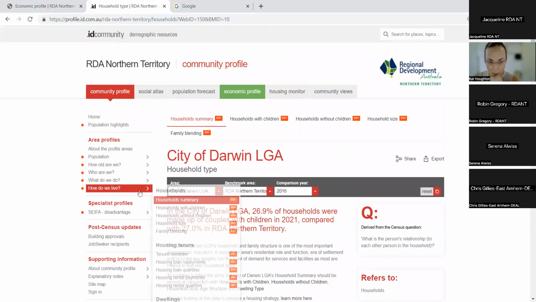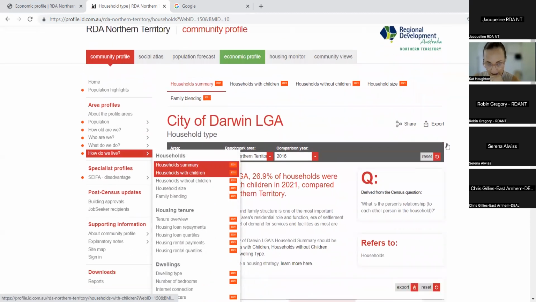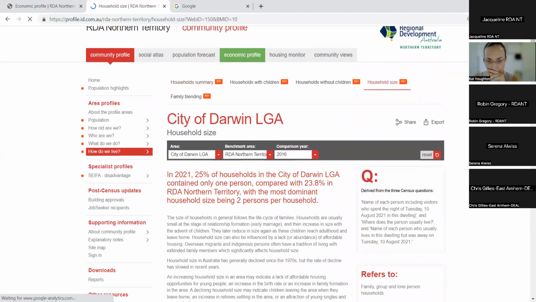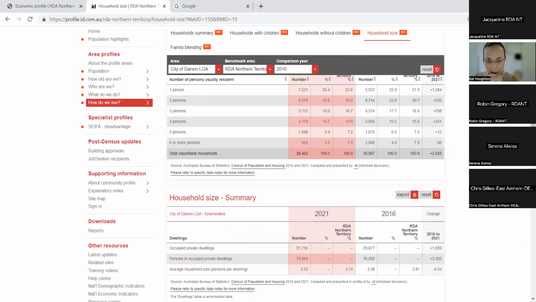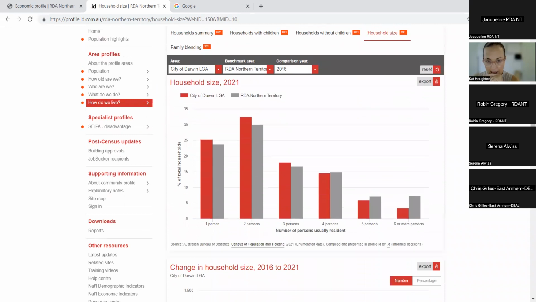Now, another thing we want to look at in our household summary is our household size. Okay, and let's go down here. We'll go past our tables and go to our charts, and we can see 1- and 2-person households are our dominant household size. So 32% of households are 2-person households in Darwin, followed by 25% are 1-person households. And then the rest are either group or family composition.